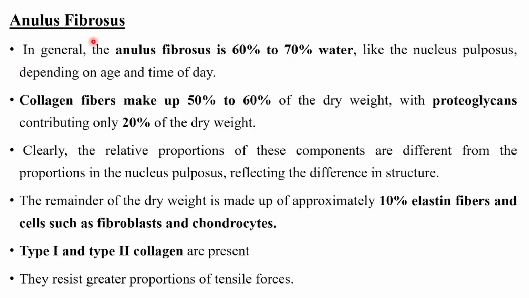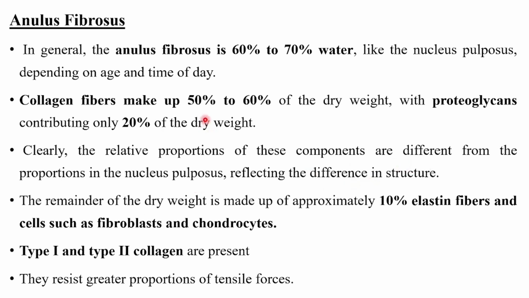Next part of the intervertebral disc is the annulus fibrosus. In general, the annulus fibrosus is 60 to 70% water, like the nucleus pulposus, depending on age and time of the day. Collagen fibers make up 50 to 60% of the dry weight, with proteoglycans contributing only 20% of the dry weight. Clearly, the relative proportions of these components are different from the proportions in the nucleus pulposus, reflecting the difference in structure.